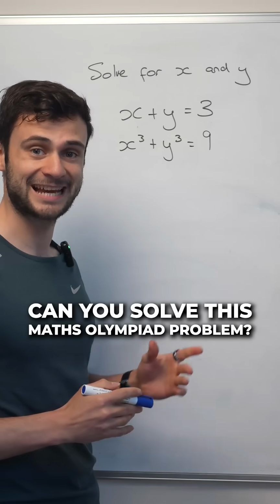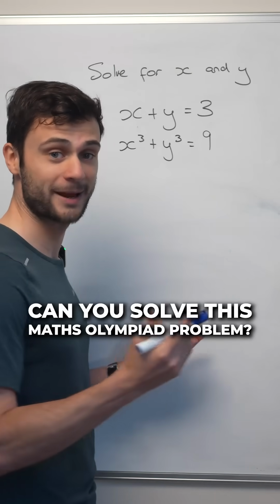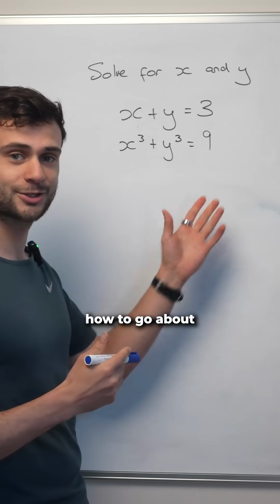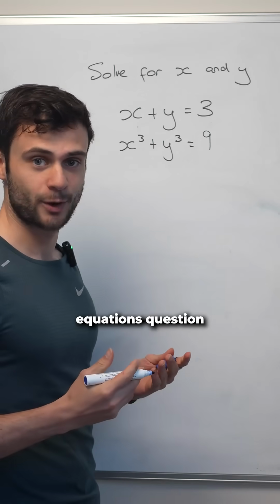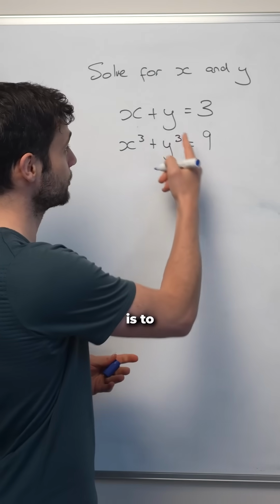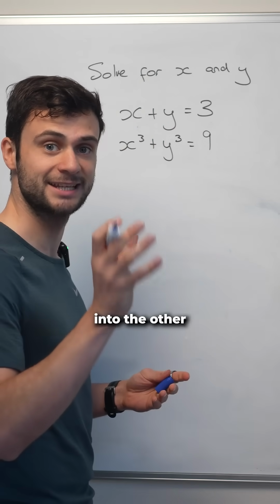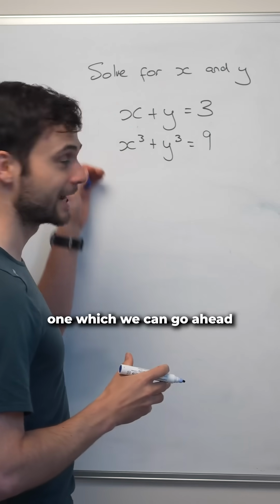This question was used to test the brightest 16-year-old math students in the UK on the Maths Olympiad. So would you know how to go about solving it? It's a simultaneous equations question. So the general technique that you have learned is to rearrange one of the equations and then substitute into the other one, which we can go ahead and do here.